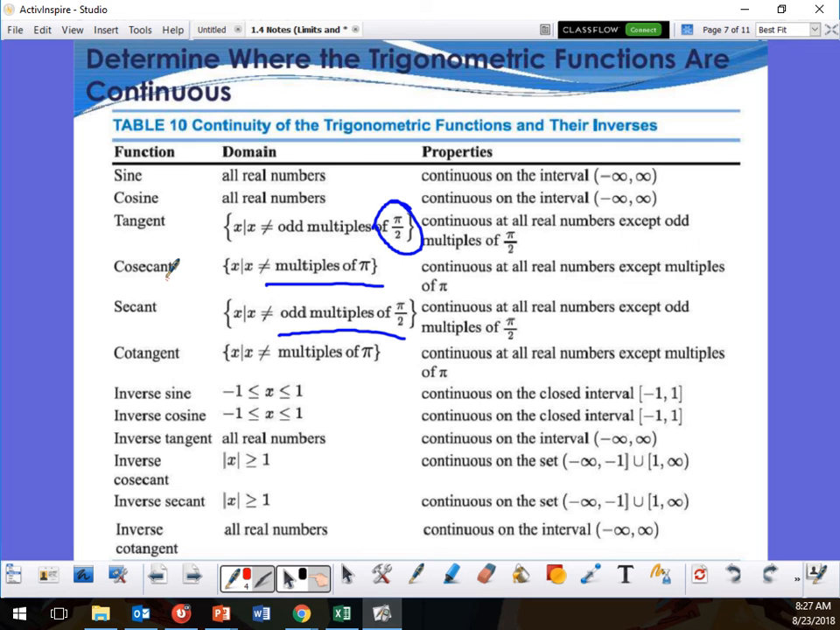So the domain of tangent is from negative pi halves to positive pi halves. From those two places, if you were to graph it from there to there, it is continuous. But it is excluding, so it is parentheses around that. So it is continuous on an open interval. That means it's not including the endpoints. Does that make sense? Because at every multiple of pi over 2, I'm going to have another asymptote.